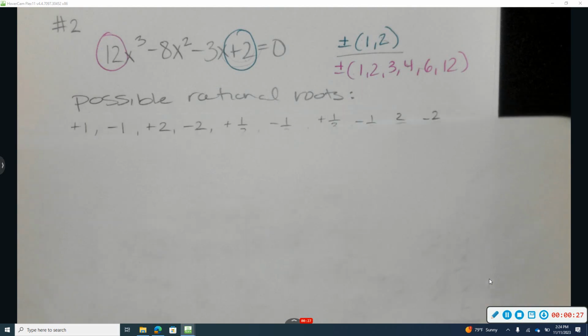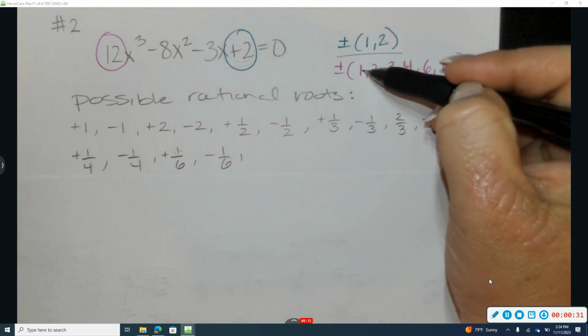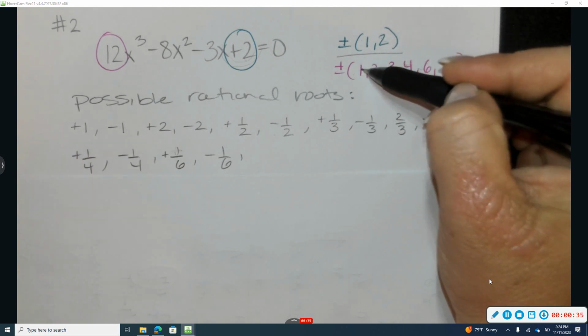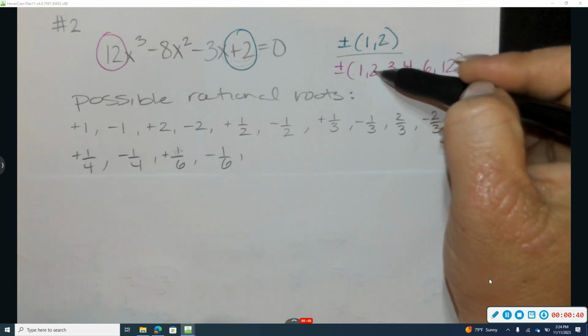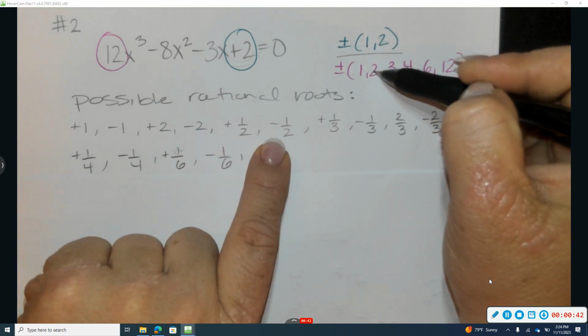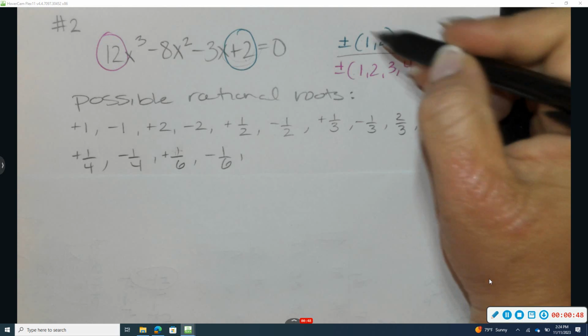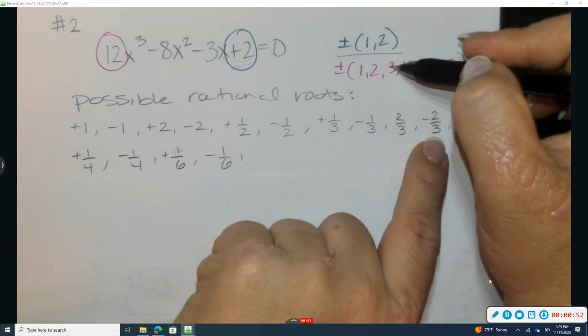Now I'm going to come up with all of these, and sometimes this is confusing for students. So 1 over 1, it could be positive or negative 1. 2 over 1, positive and negative 2. Now I'm going to switch the denominator. 1 over 2, both positive and negative. 2 over 2 just reduces down to 1, so I don't need to list it. I'm going to move on to this third denominator. 1 over 3, both positive and negative. 2 over 3, both positive and negative.